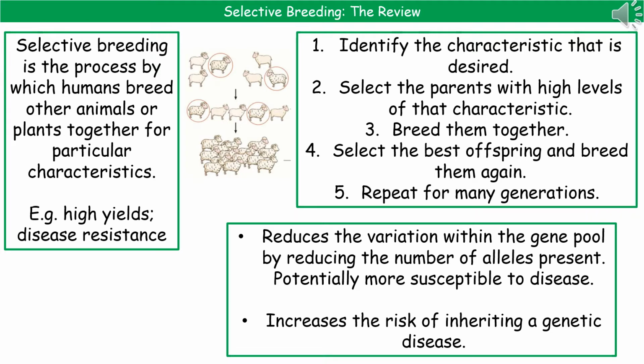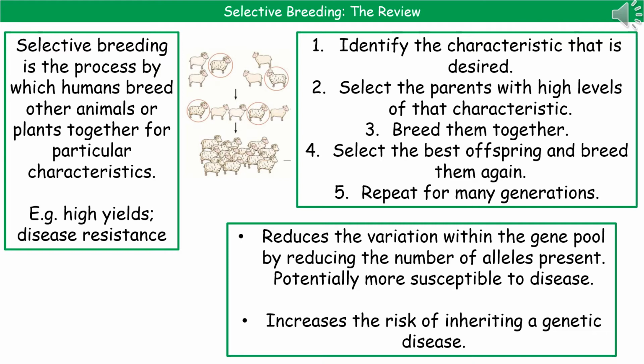The way we do this is a 5-step process. Number 1, we identify the characteristic that we desire. We will then select the parents with high levels of that characteristic, breed them together, and then from their offspring we select the best ones and then we breed them again, and we will continue this for many generations.